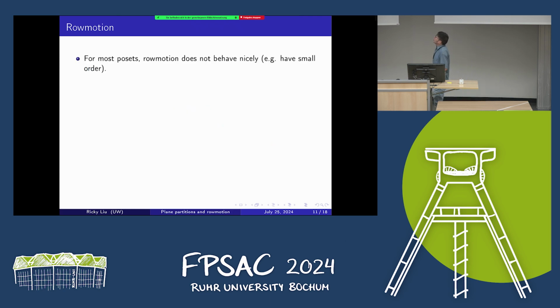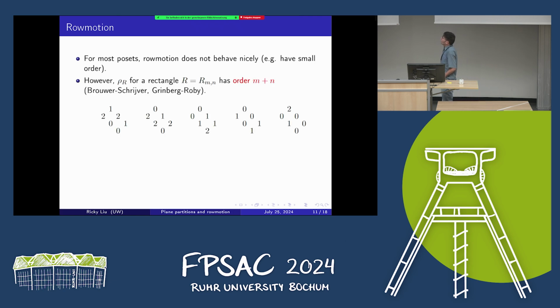One word about rowmotion. For most posets, rowmotion doesn't behave that nicely. For instance, it doesn't have a small order. It could have a very large, complicated orbit structure. However, it turns out that for some posets, for instance the rectangle, it has very small order. When you have an m by n rectangle, its order is just m plus n. This, for instance, is one instance. Again, I multiplied things by 4 here just to keep them integers.